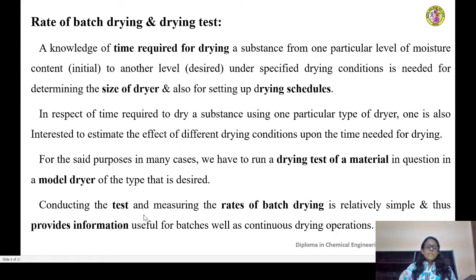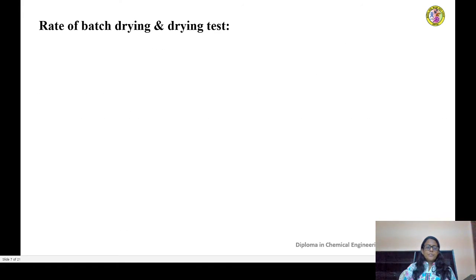So conducting the test and measuring the rates of batch drying is relatively simple, and thus provides information useful for batch as well as continuous drying operations. Okay, so this batch drying test is relatively easy to conduct, and it provides the necessary information that can be used for batch operation as well as continuous drying operation.